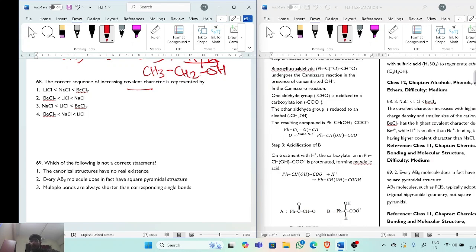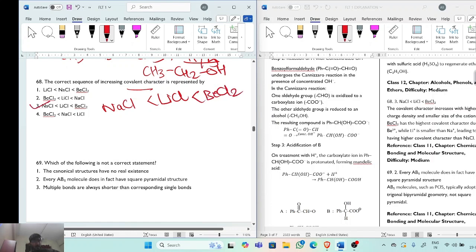BeCl2, beryllium chloride, has the highest covalent character due to the Be2+ ion, while Li+ is smaller than Na+, leading to LiCl having higher covalent character than NaCl. So this is very clear from the statement written here. The lowest covalent character will be shown by NaCl, followed by lithium chloride, followed by beryllium chloride, BeCl2. So option number 3 is our correct answer.